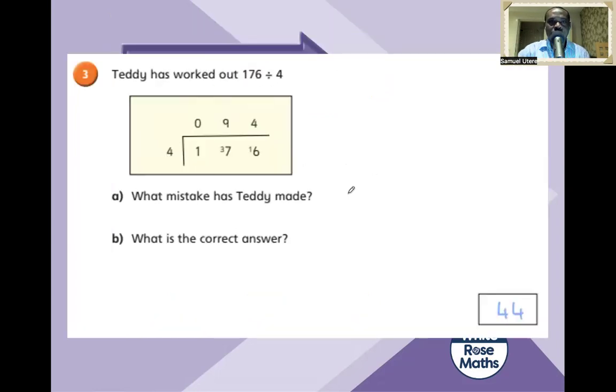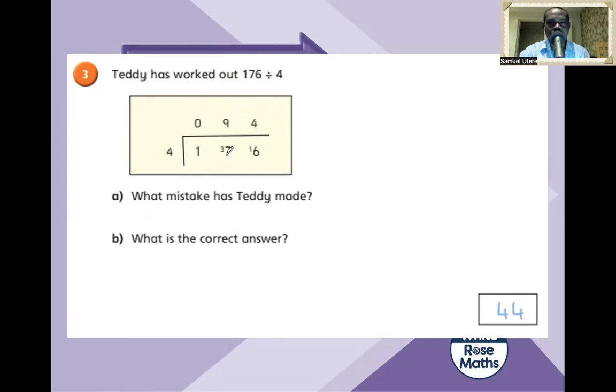Okay, question 3. Here is the answer. You ask, Teddy has worked out 176 divided by 4. And then what mistake has Teddy made? Okay, they're asking you what mistake Teddy has made. What is the correct answer? So the correct answer is 44. So the mistake she's made is, look, 1 divided by 4 is a naught. We cannot get a group of 4 from 1. Okay, so we write a 0 and we shift it there.